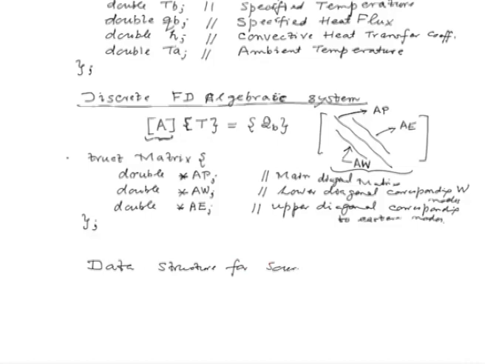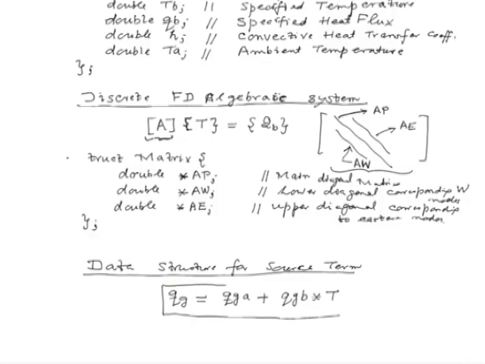For the source term, the source was given by QG. Let's say that we use two symbols. We call it QGA plus QGB into T, that is, the source is linearly dependent on temperature. So the data structure which we are going to provide should have these two double entries, QGA and QGB.